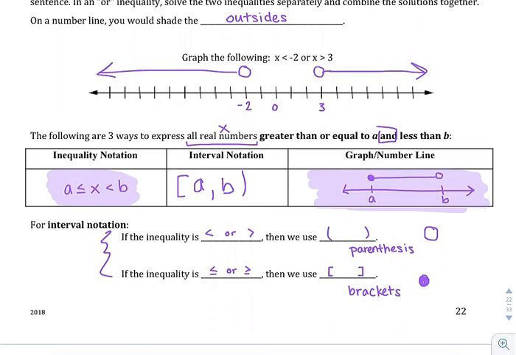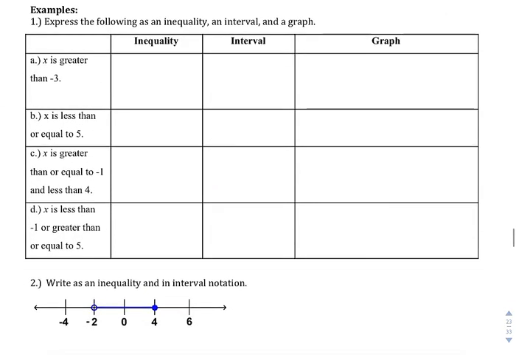And that's how you write interval notation. It's saying from a to b. A is included, b is not. So let's do an example with you guys.